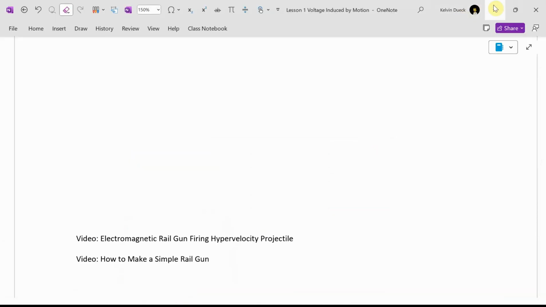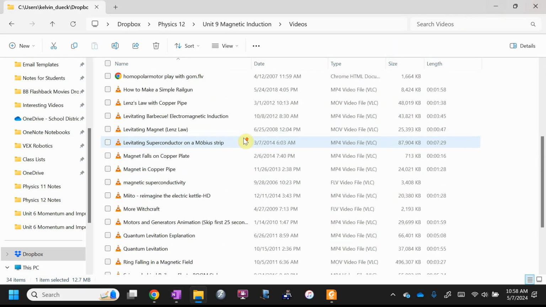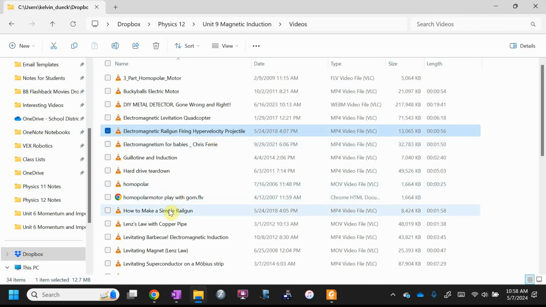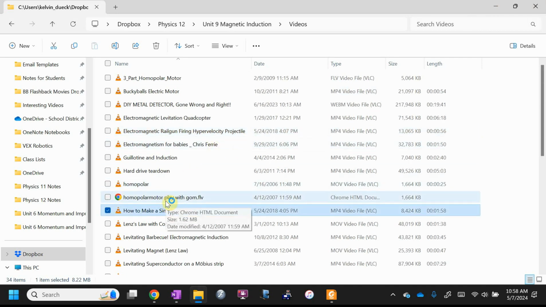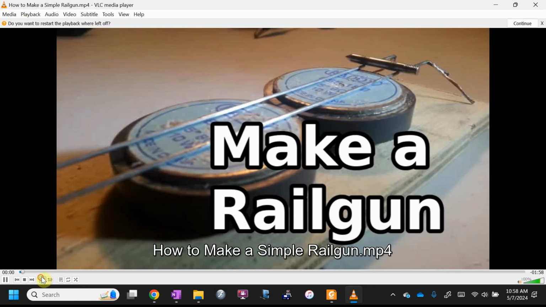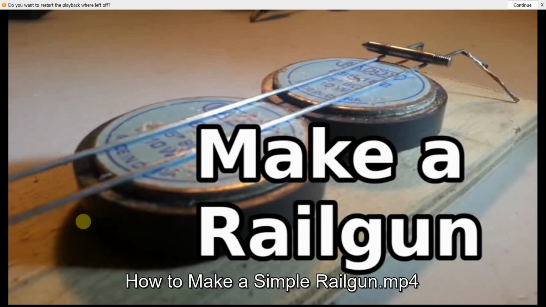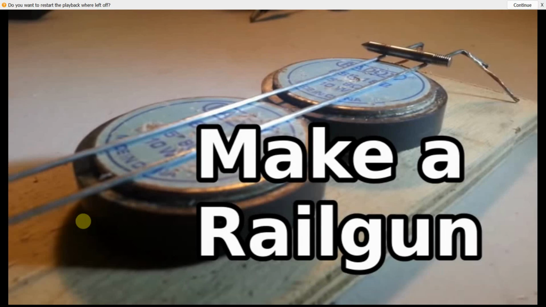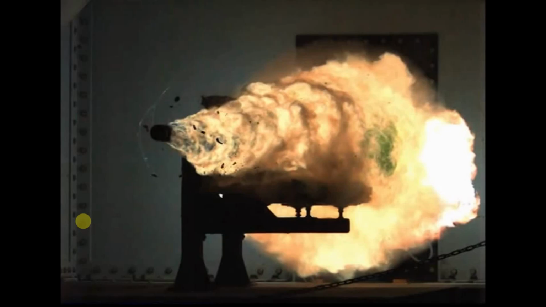How to make a simple railgun. Railguns are simple devices that can accelerate a projectile to very high speeds. The Navy railgun has the record, accelerating a projectile at a speed of Mach 7 or more than 5,000 miles per hour.